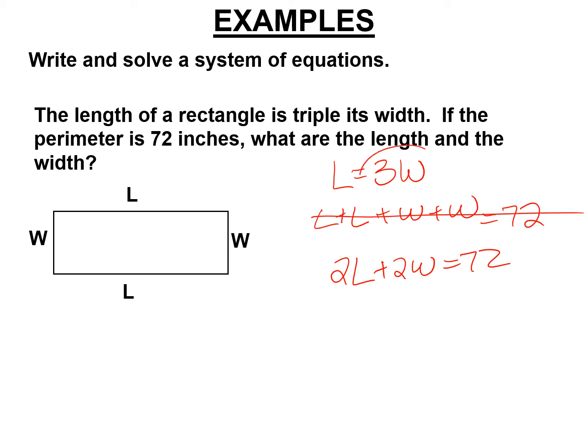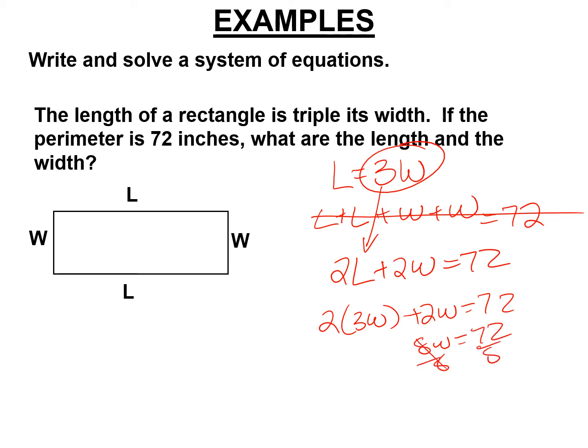Right, and then you substitute 3W for that L, right? And 6W plus 2W, 8W equals 72. Divide by 8, and 8 goes in 72, so it's 9. Did I say inches? Yes, I did. 9 inches. So that means these W's are both 9 inches, right? And it says length is 3 times that, so these must be 27 inches.